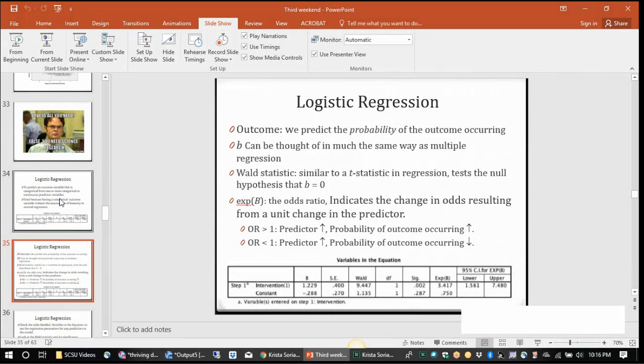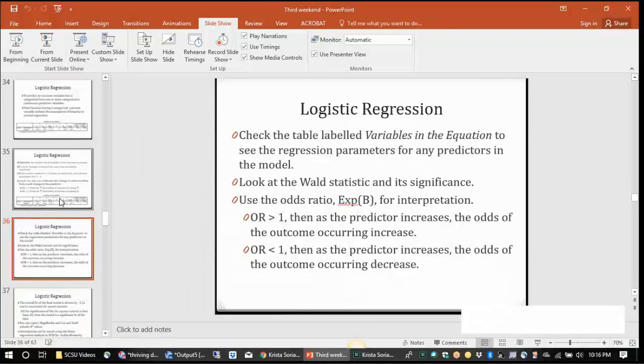What we're predicting is the probability of an outcome occurring. A lot of the statistics that we get in our logistic regression are similar to that we get in a traditional linear regression, but there are some differences. And what we're looking for is the table labeled variables in the equation.